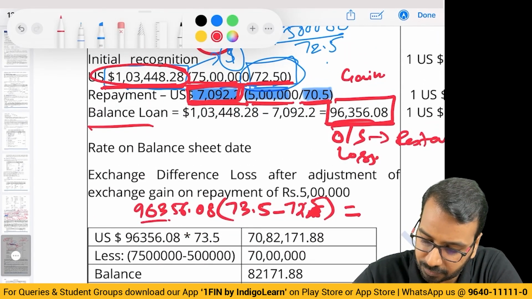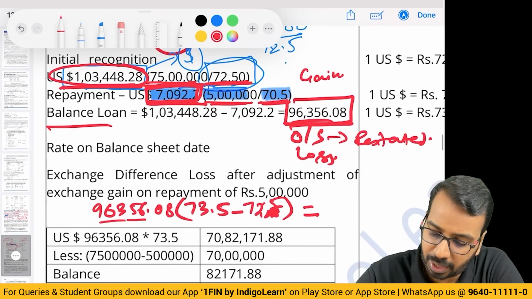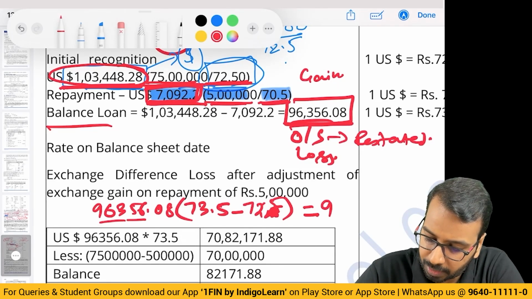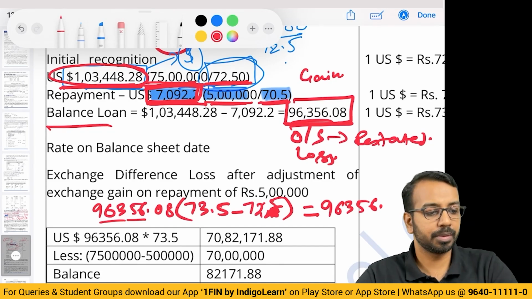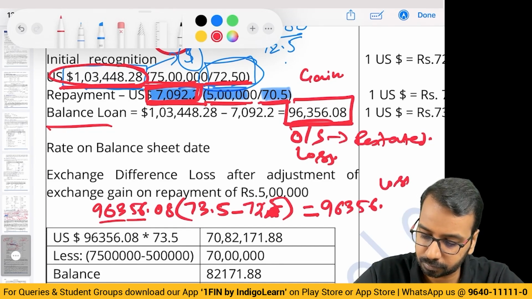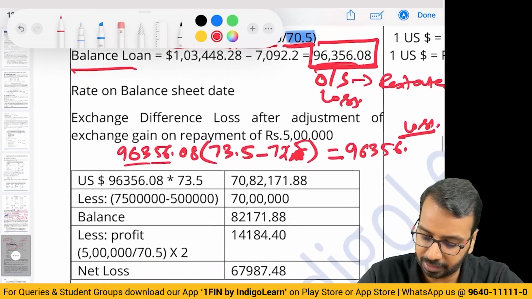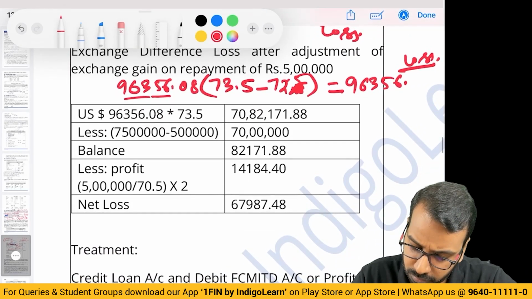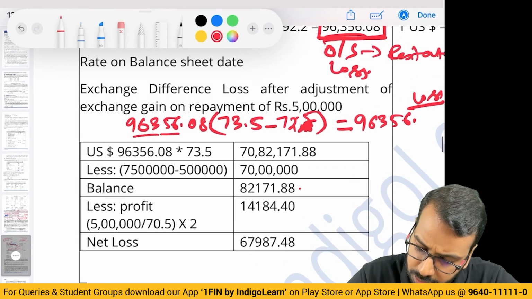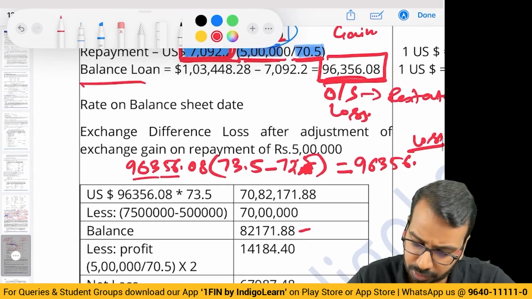So 96,356, which is the balance amount of loan, that is the loan value. Okay, the loss. Then there is a gain. Why is this 92? Just give me a moment. It cannot be.